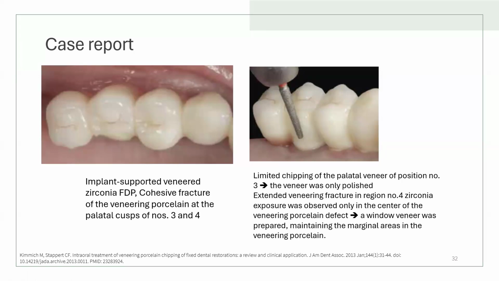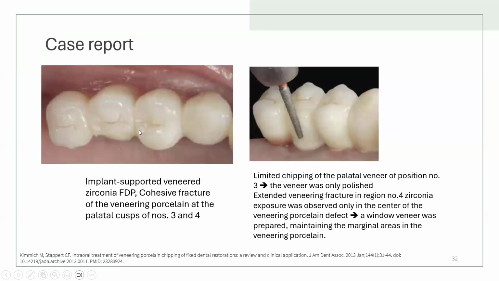Okay, let's continue with this case report. The case with chipped porcelain. This is an implant supported FPD. You have two fractures in these two teeth, or porcelain chipping. One of them is smooth and the other is a cohesive fracture.